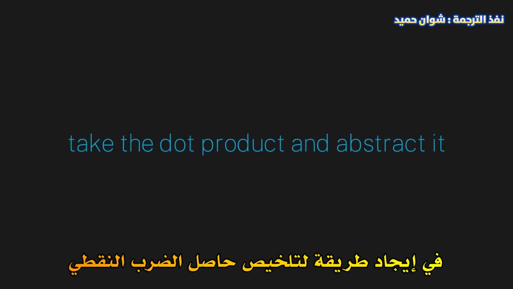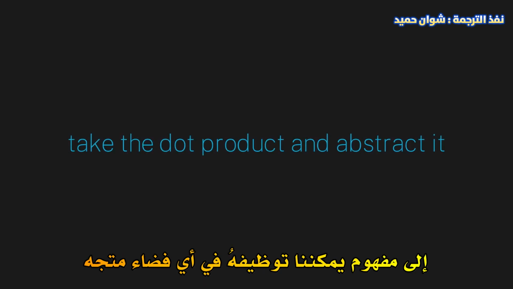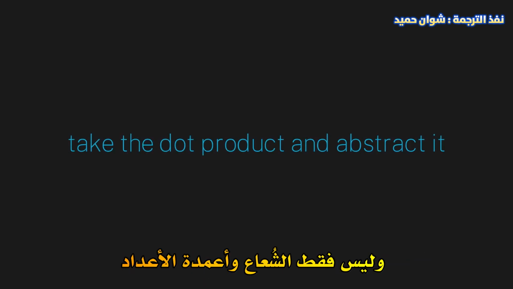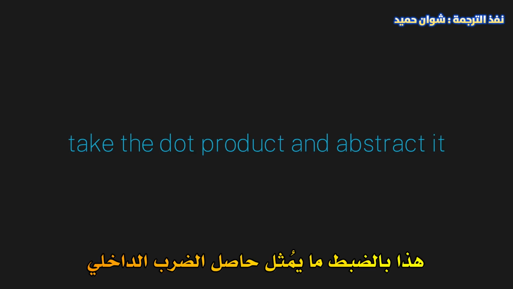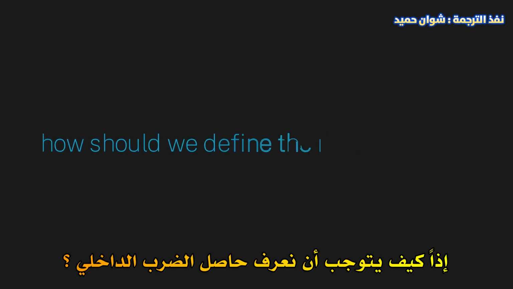These are notions that we would like within our quantum vector space. So we want to find a way to take the dot product and abstract it to a concept that we can use in any vector space, not just arrows and columns of numbers. This is exactly what the inner product is. So how should we define the inner product?